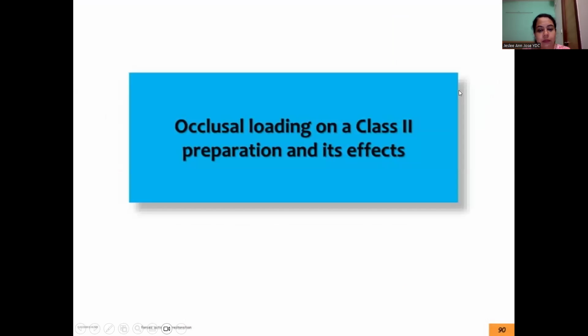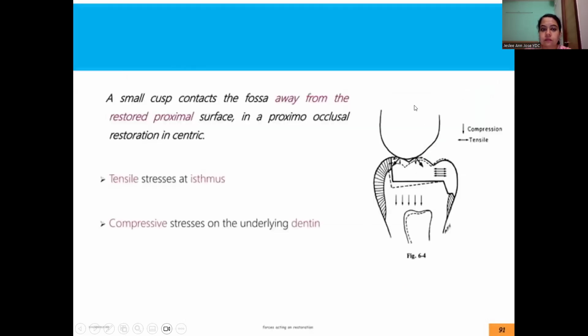Coming to the class 2 cavity preparation, here we need to see the scenario. When a small cusp contacts the fossa, here this is the maxillary tooth and this is the mandibular. So the small cusp of the maxillary tooth is contacting the fossa of the mandibular tooth, which is away from the proximal restoration. Okay, in such cases, there is tensile stress occurring at the isthmus of the mandibular tooth, and there is compressive strength that is passed on to the underlying dentin.